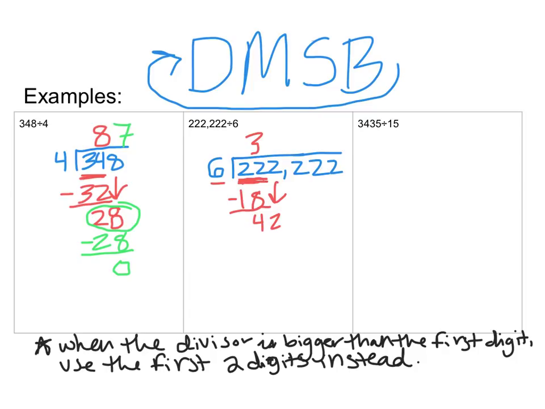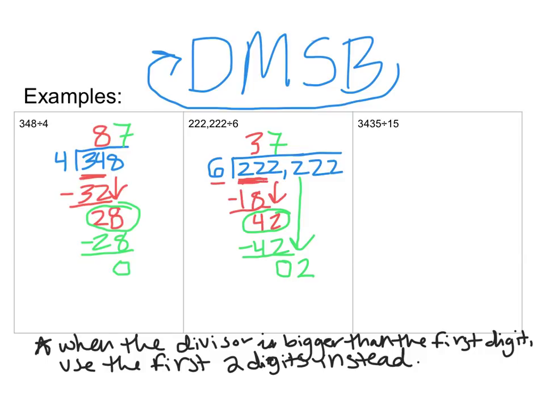And now we're back to where we started again. So how many times does 6 go into 42? Well, that happens to be exactly 7. So then 7 times 6 gives us 42. Subtract, we get 0. We bring down our next digit. That gives us 2. And now we're back at the divide step.